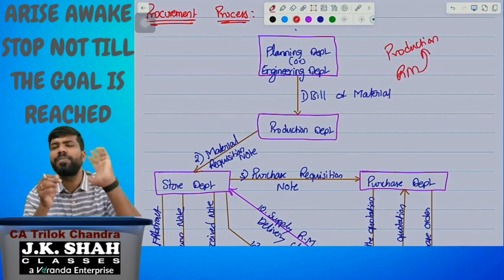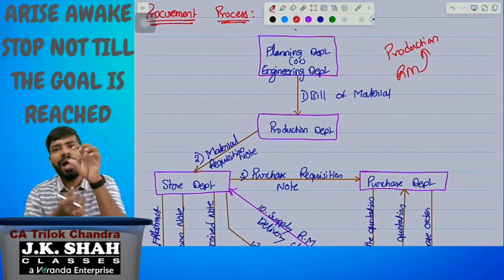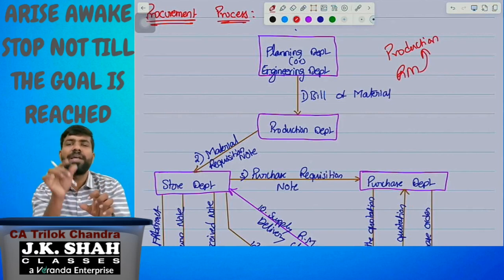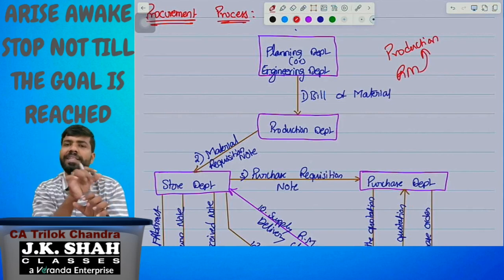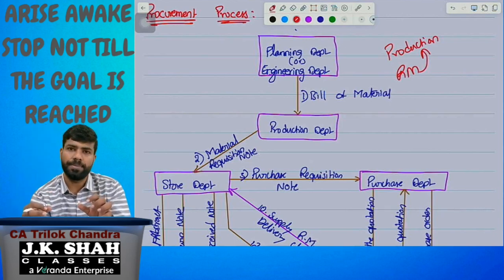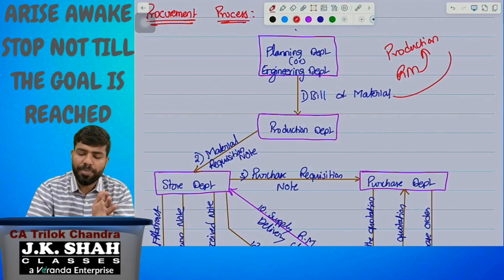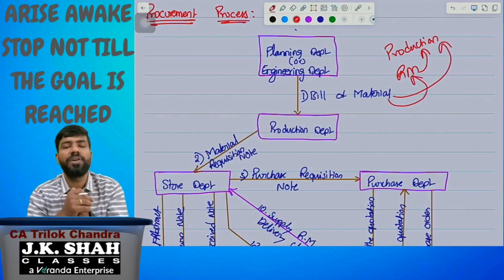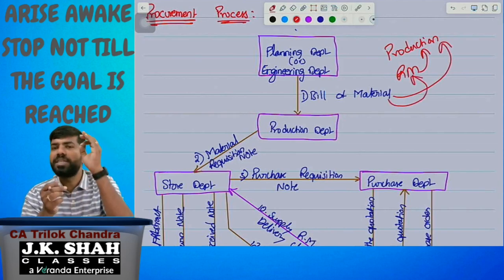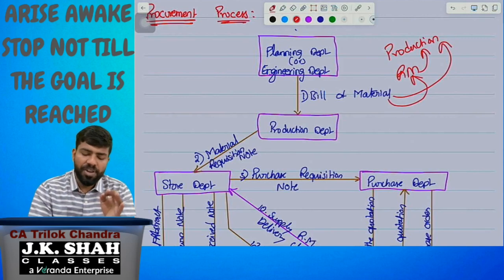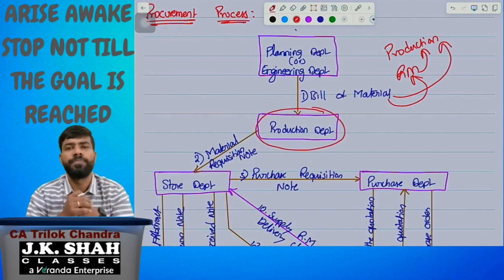There are different types of raw materials required. For all those raw materials, they specify the name, nothing but the description, and then the quantity required. Everything they specify in the bill of material: the production, and the raw material required for the production. Such a bill of material will be given to the production department.